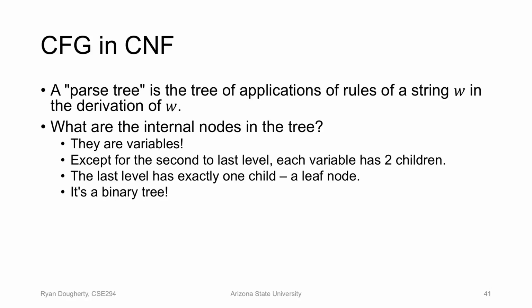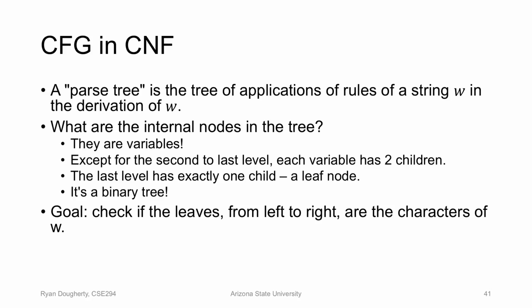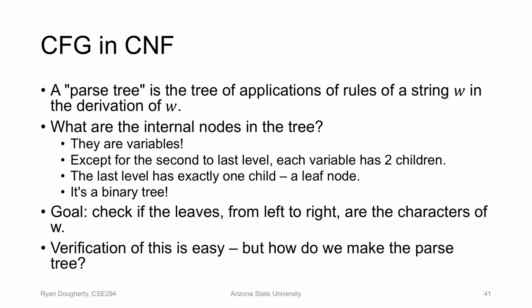And the last level, of course, are the leaf nodes, which correspond to the string of terminals we want to make. So it's a binary tree because every internal node has two or fewer children, right? And so we know it's a binary tree for that. And so the goal is we want to figure out if we can make such a parse tree such that if we read off the leaves, it gives us the original string we had. Okay? So that's essentially what we want to do. And so we can verify this easily.